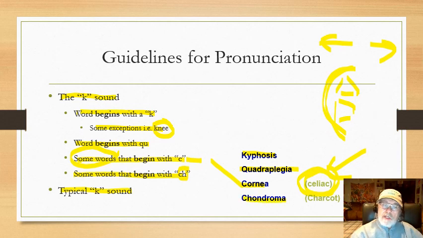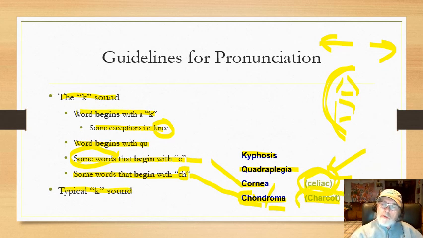Chondroma. Here's a C and a CH. So here's a CH, chondroma. Oma we know means tumor. Chondr means cartilage. So chondroma would be a cartilage tumor. And again, because it's a CH, it's one of those words that starts with a hard K sound. Now this word over here is not pronounced with a CH sound, but Charcot.